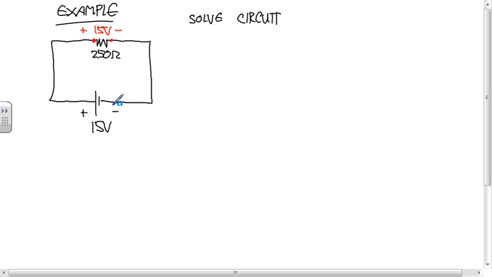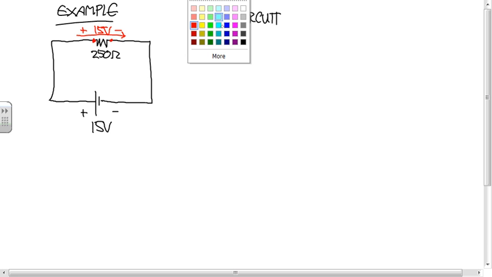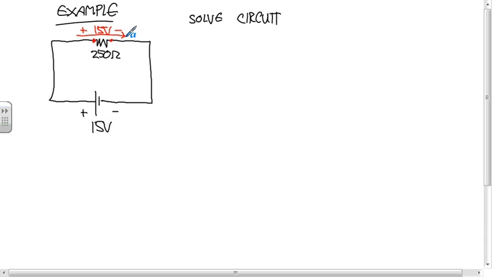All right, so do we know anything about the current? Specifically, do we know the current direction now that we know the voltage direction? We do. Do you remember what it is? Yep, that's right. The current always goes in the direction of the voltage drop at the resistor. And so the current direction is this way, and you always indicate the current direction with an arrow. And now how can we come up with the magnitude of the current?